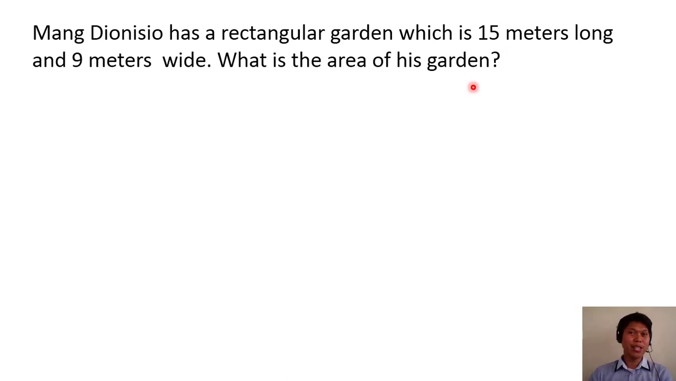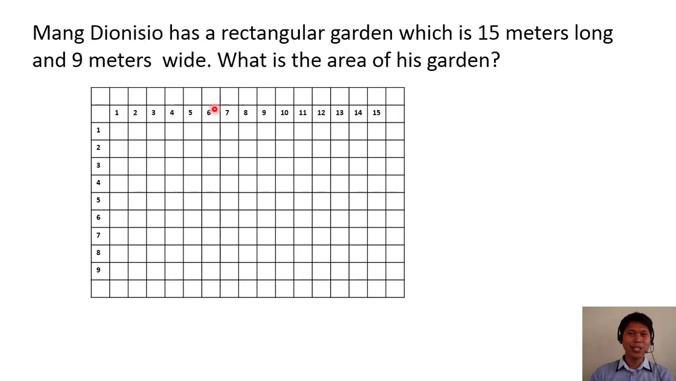So we usually start with a problem analysis, and if we visualize the garden of Mang Dionisio using the grid, it is 15 by 9. So assuming that this is 1 meter, one grid is 1 square meter. So we have 15 and we have 9. Usually, we might be asking which is the length and which is the width. Usually the longer side is considered as the length and the shorter side is the width. But anyway, even if you interchange the two, we will get the same area.